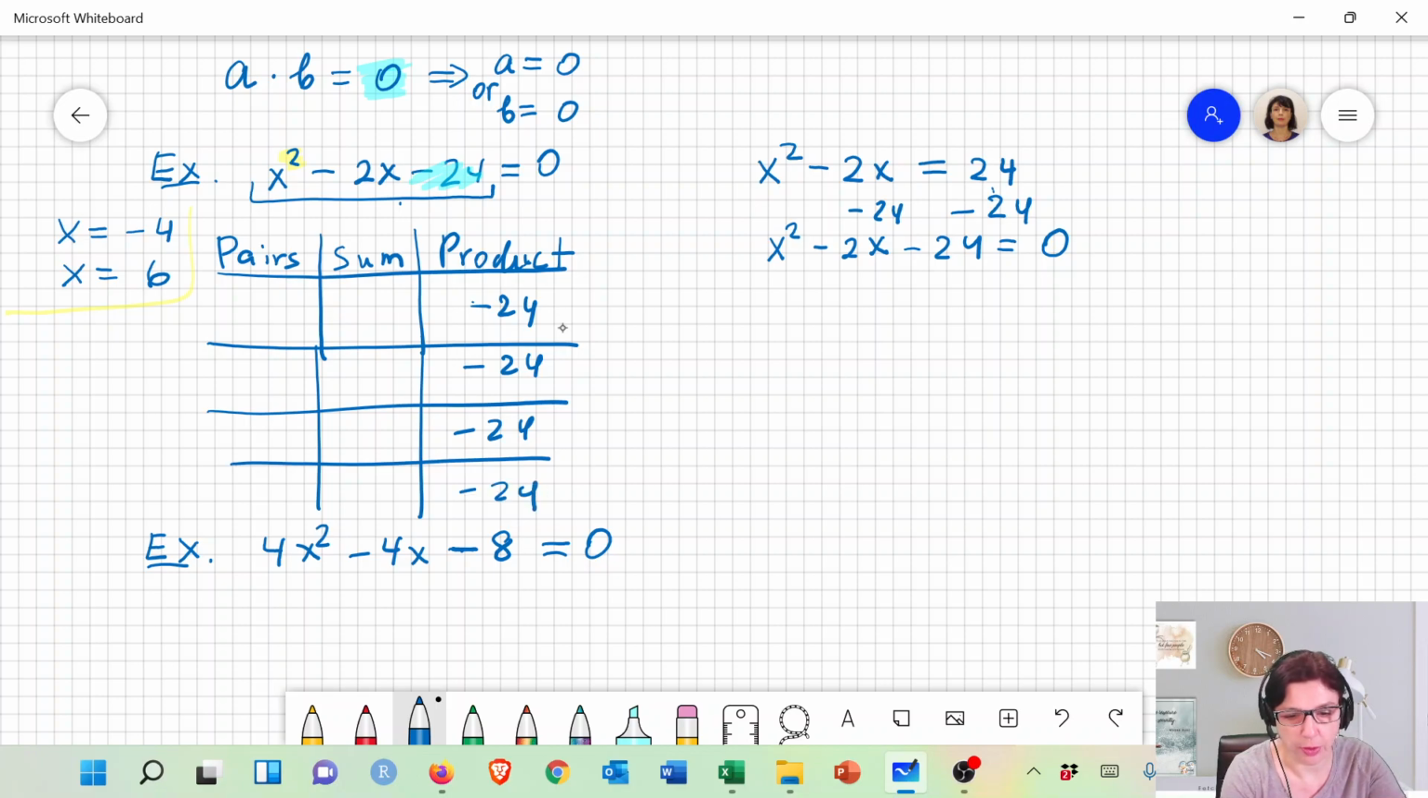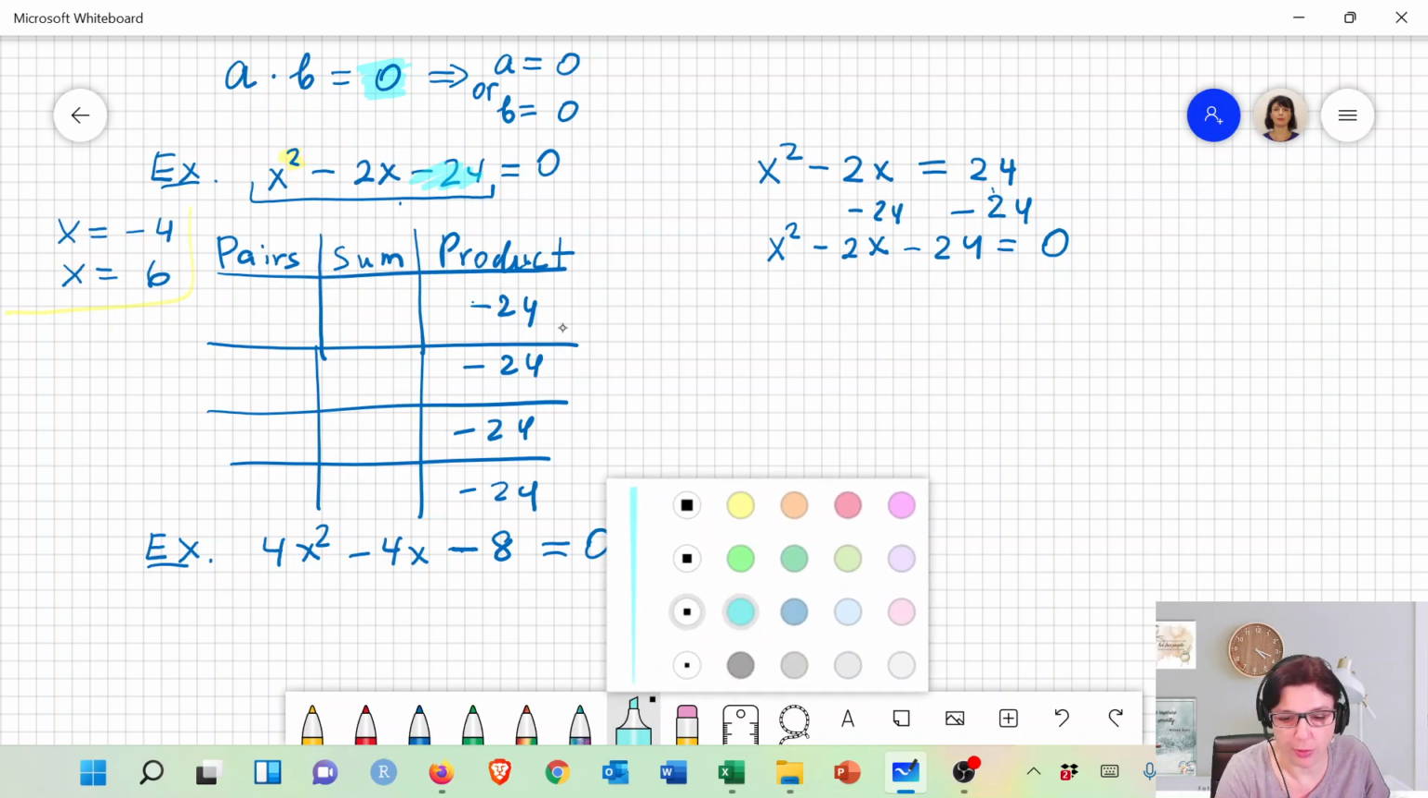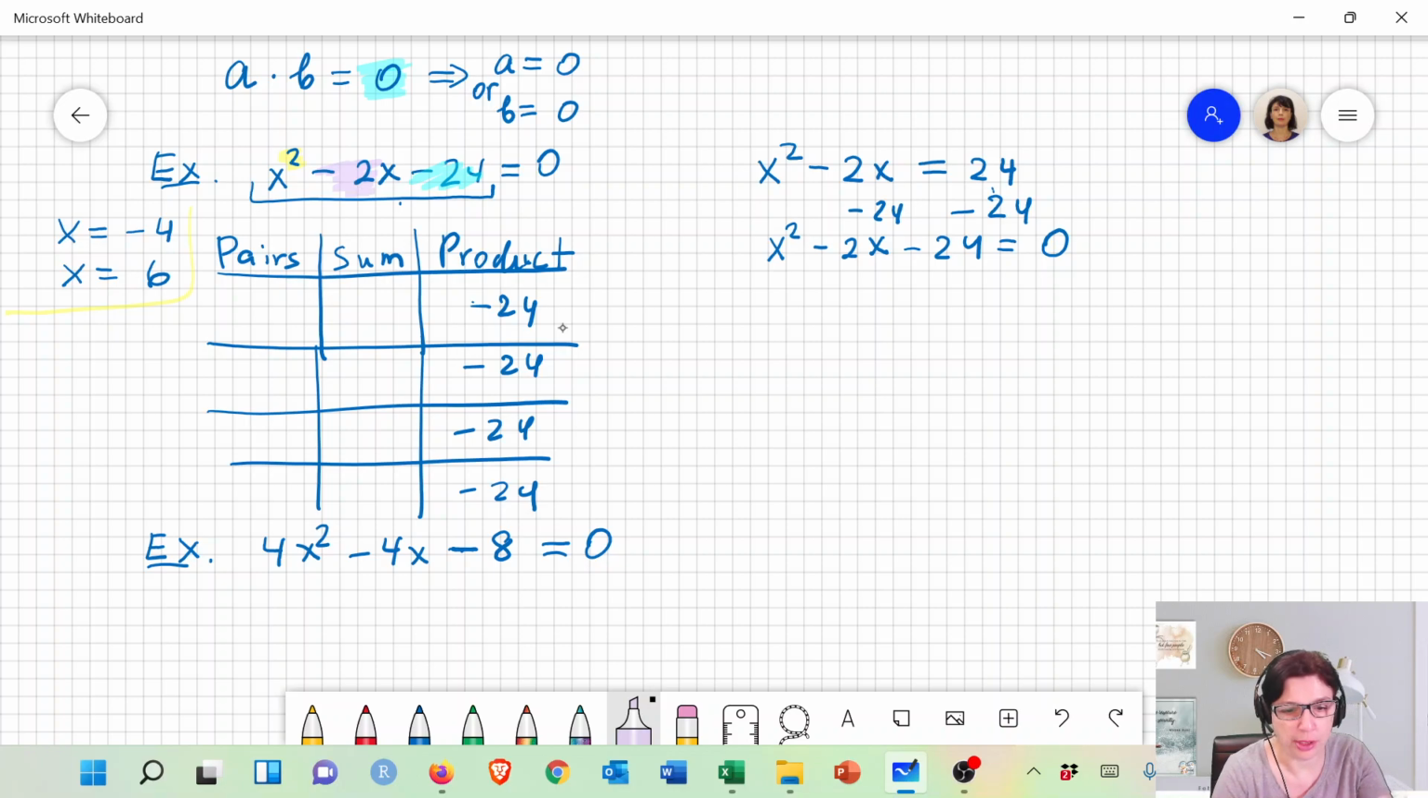Okay, so negative 24. At some point, once I find a pair, I could stop. I don't have to list all of them. And then they have to add up to the coefficient of x. That would be the number that's in front of x, right here. So the sum has to be negative 2, right? So let's see which pairs would work.